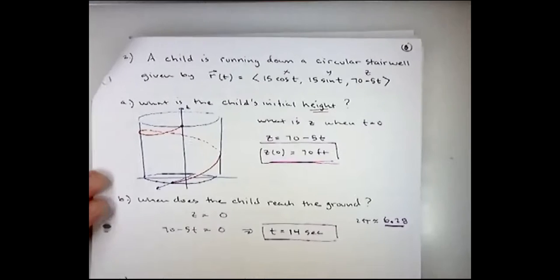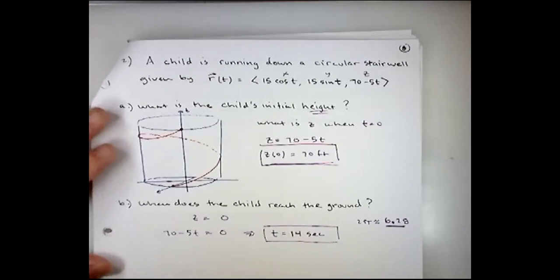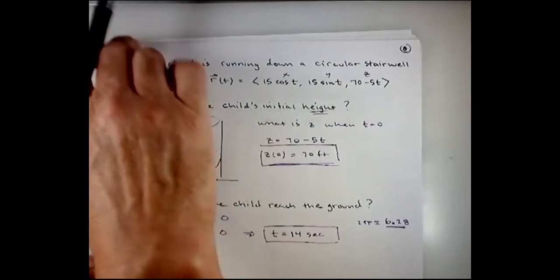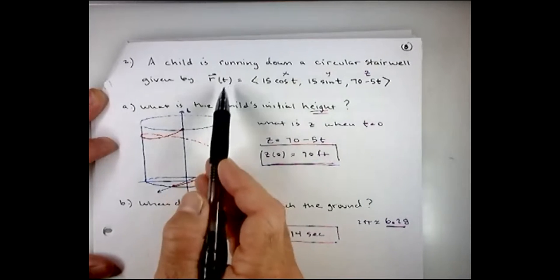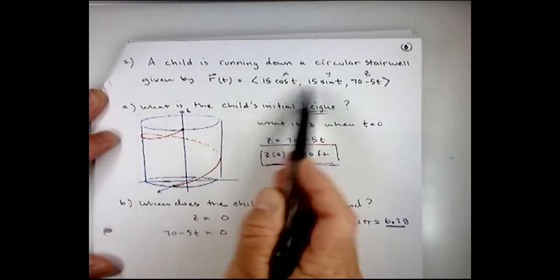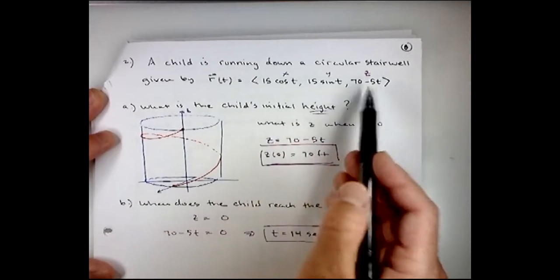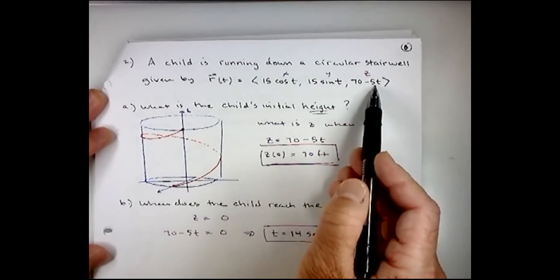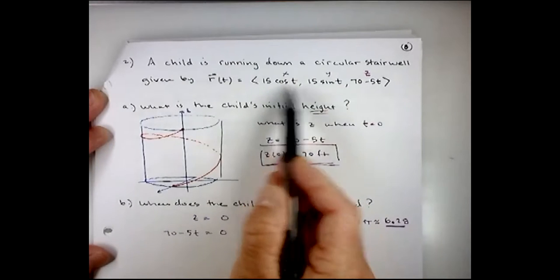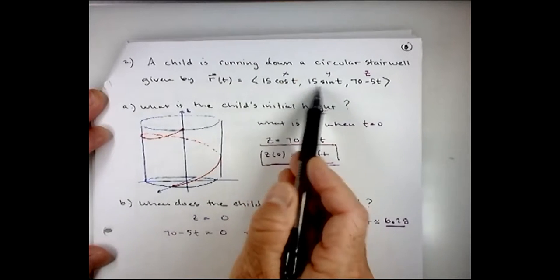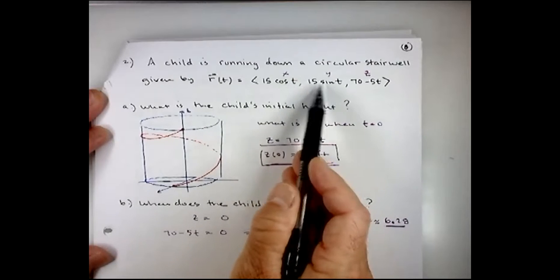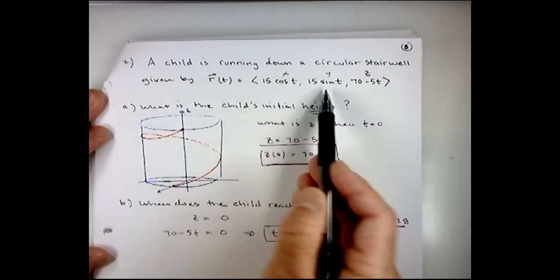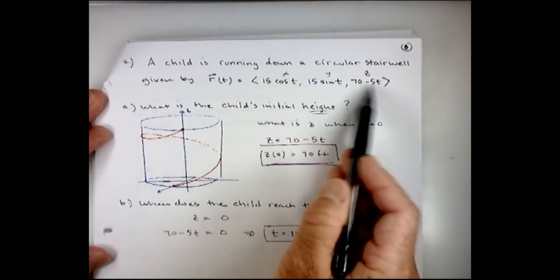Okay, one more problem here related to that. So this is kind of a fun problem. Suppose we had a child running down a circular stairwell given by r of t equals 15 cosine t, 15 sine t, and z is 70 minus 5t. Now we can spot this, right? Your x and y would trace out a circle. The radius would be 15 though in this case, right? And then your z value is going to be changing.